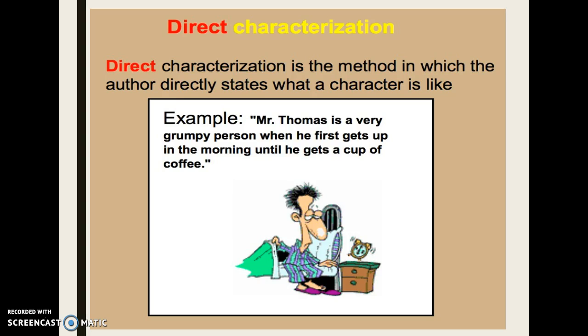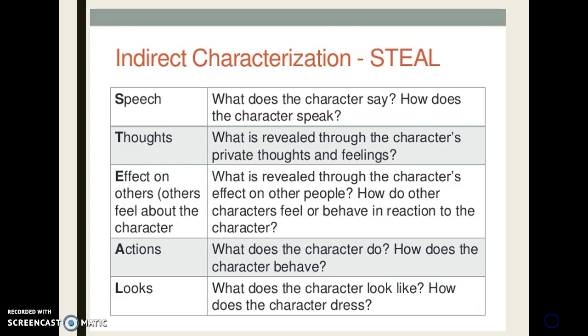Direct characterization. Direct characterization is the method in which the author directly states what a character is like. An example: Mr. Thompson is a very grumpy person when he first gets up in the morning until he gets a cup of coffee. So again, characterizing Mr. Thompson as a grumpy person, you're told that directly by the author.